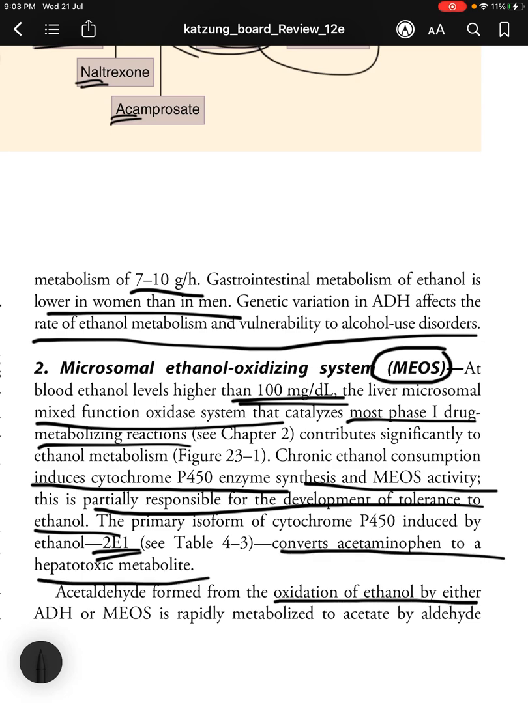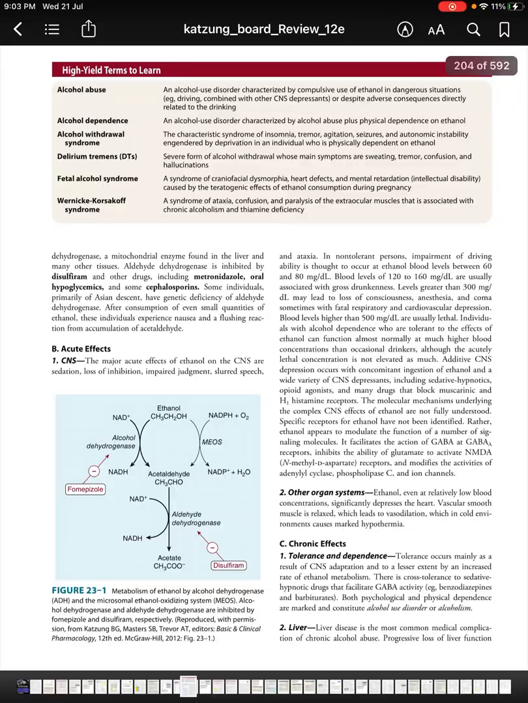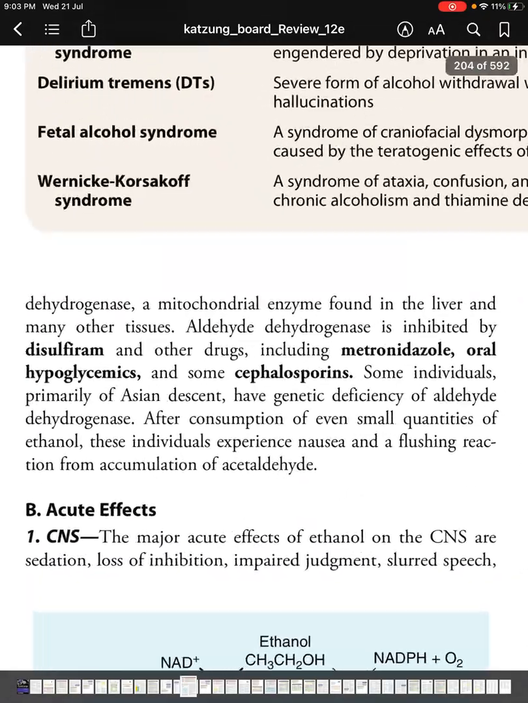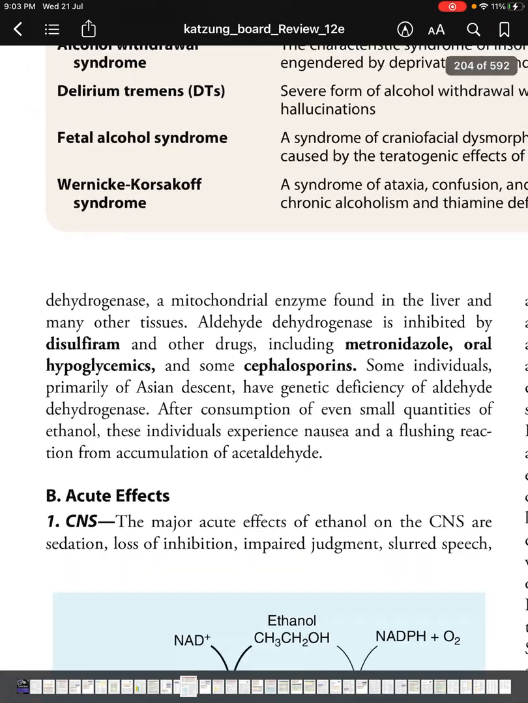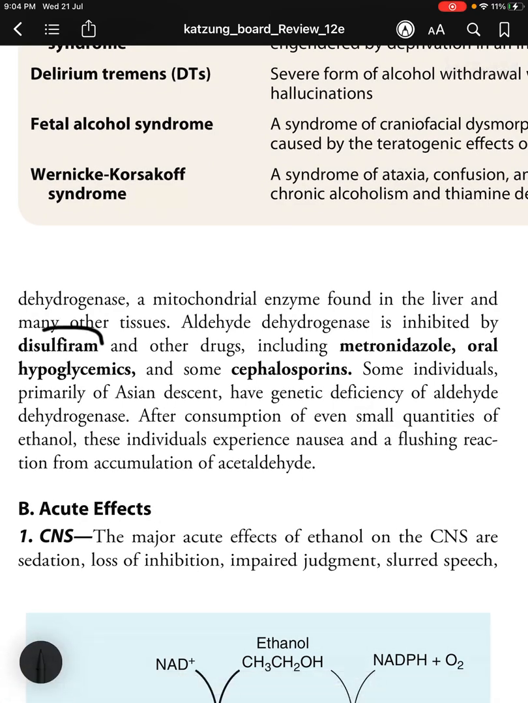So acetaldehyde formed from the oxidation of ethanol by either ADH or MEOS is rapidly metabolized to acetate by aldehyde dehydrogenase, a mitochondrial enzyme found in the liver and many other tissues. Aldehyde dehydrogenase is inhibited by disulfiram and other drugs, including metronidazole, oral hypoglycemics, and some cephalosporins.